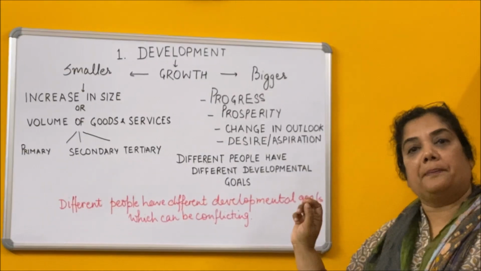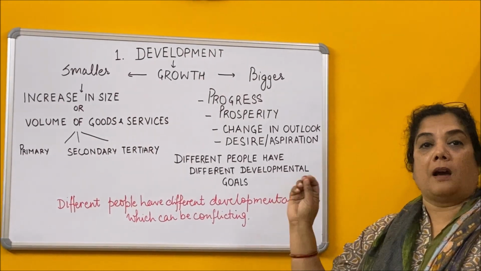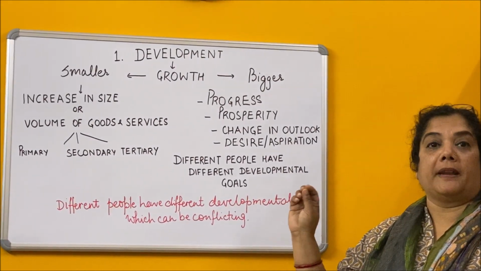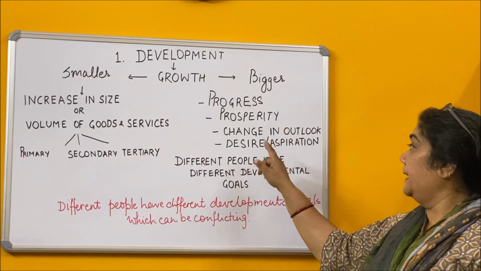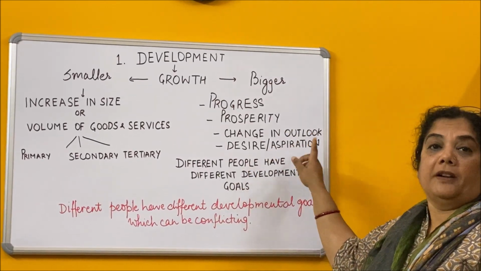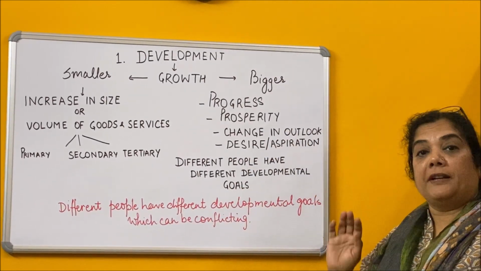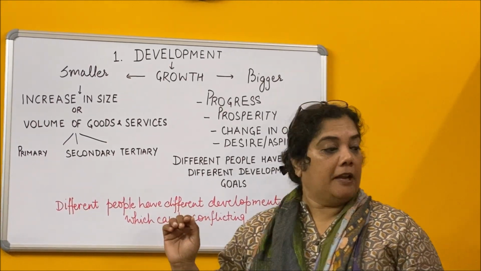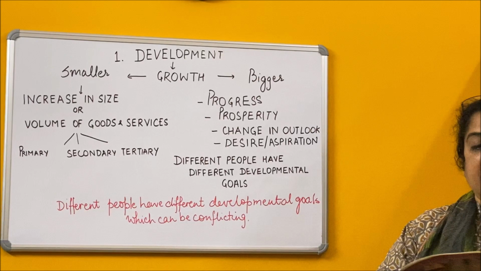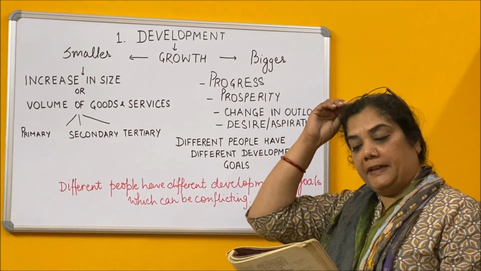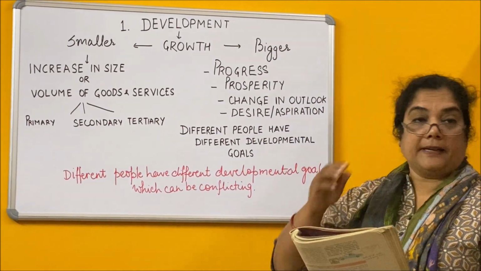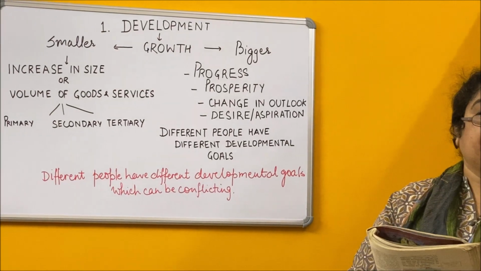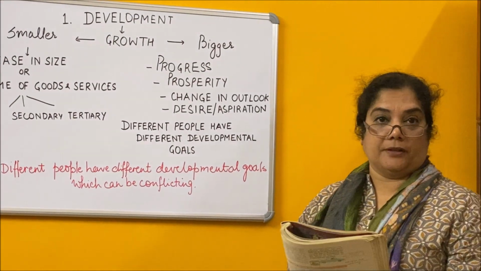How does social development take place? People are educated, people are healthy, so that enhances their quality of life. Now, different people will have different goals of development. If you look into your books on page number 4, there is an activity which lists the different categories of people and their developmental goals or aspirations.